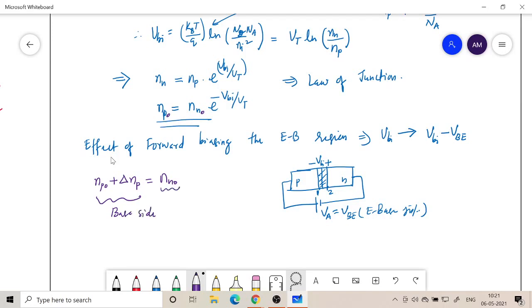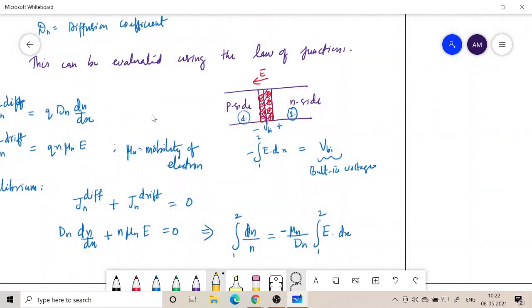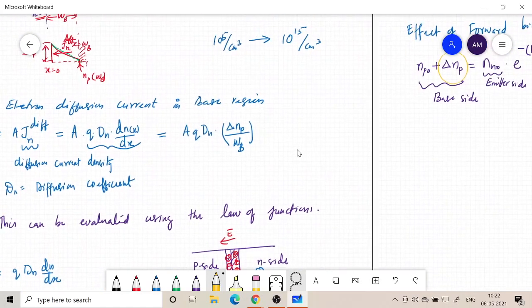So this is basically the base side, and this is the concentration on the emitter side. Both are electrons, but they are related through the law of the junction, and now I will write the law of the junction as VBI minus VBE by VT. Now what are we interested in? We are interested in this quantity, because when we derived the expression for the collector current, this quantity was there. So we want to put in the expression for that quantity. Where is that? Yeah, so here is that.